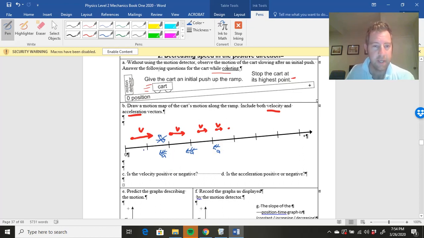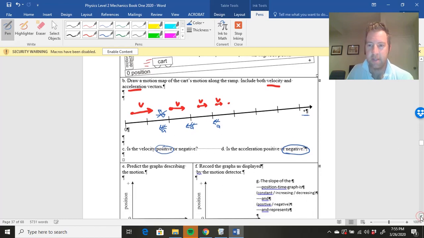So I've got here my 0 mark, I've got my positive. Is the velocity positive or negative? The velocity is going to the right, which is where my positive is. The velocity is positive. Is the acceleration positive or negative? Well, in this case, the acceleration is going the other way, so it's negative.